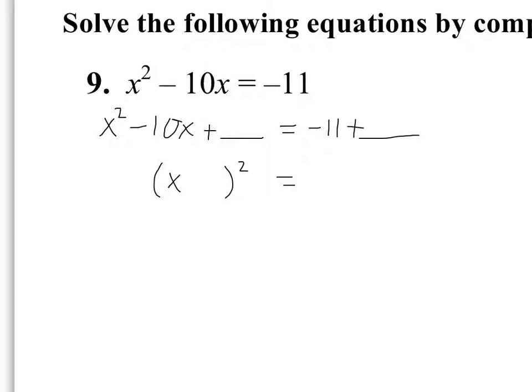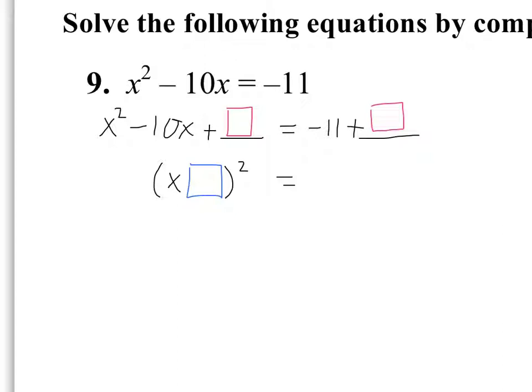What I want you to do with the people around you, you can discuss it, is tell me what goes in this blank and this blank and this blank. So, please discuss it with the people around you. Go.